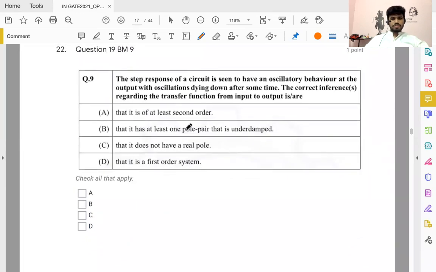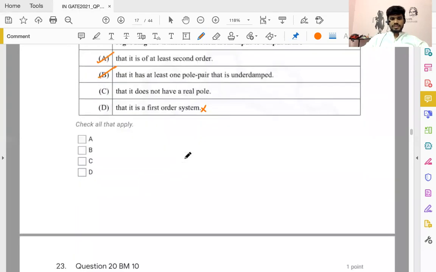Again, some questions from stability, signals and systems and all that. For it to have oscillatory behavior, first order systems, there is no oscillation, only the one transience is there. So at least second order. Then, one pole pair that is underdamped. As far as you have an underdamped system, things will oscillate. So theory question, fine.